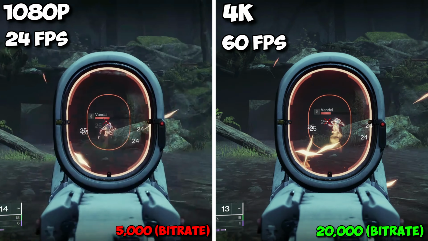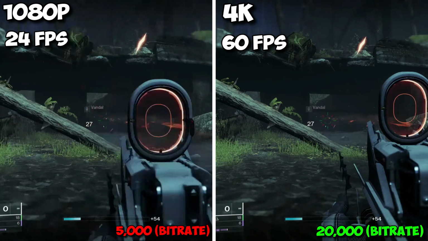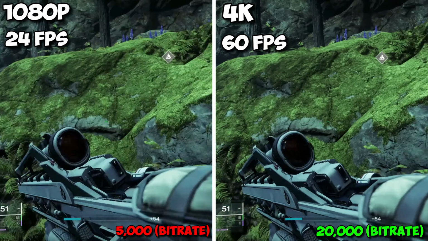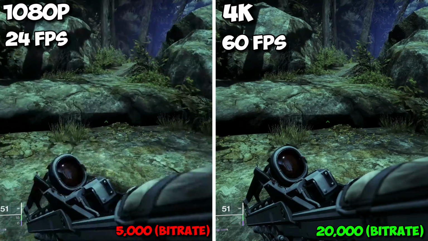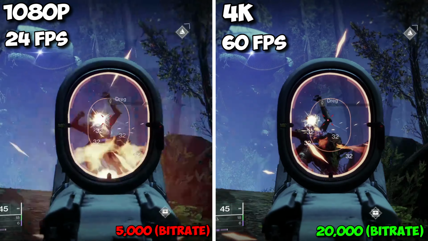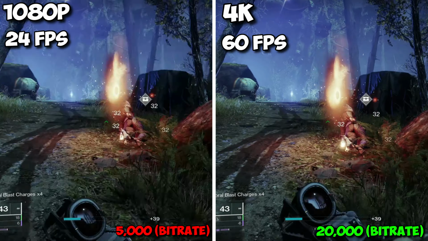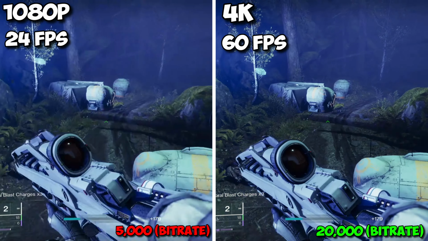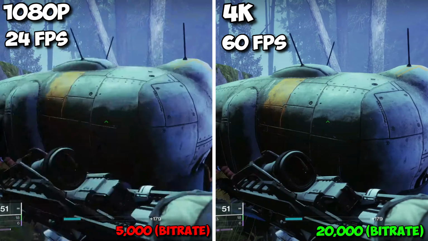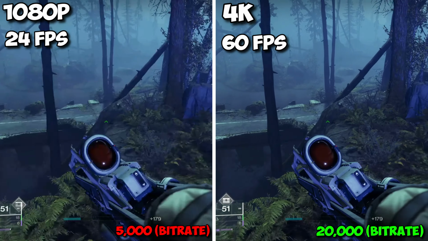When it comes to the production, the higher the bitrate in conjunction with the higher resolution and frame rate, that tends to note a higher quality video as a whole. As you can see with the videos I rendered for this example. The left I rendered at 1080p, 24 frames per second, and a 5K bitrate. And on the right, I rendered at 4K, 60 frames per second, with a 20,000 bitrate.